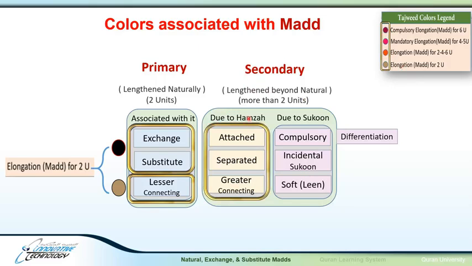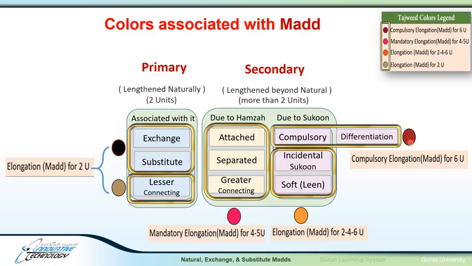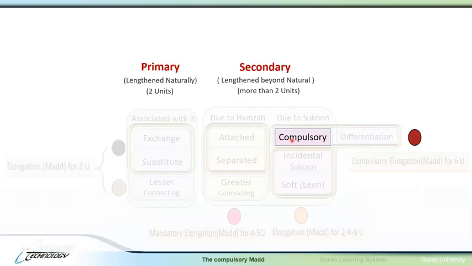So whatever is due to hamza is given the mandatory elongation of 4 to 5 units and given this red color. And the incidental sukoon and its cousin, the soft lean, are given the orange color, which is expected to be lengthened for an average of 4 units, ranging from 2 to 6. Now, the compulsory and differentiation are given the dark red, where it is compulsory to elongate those 2 types of meds for 6 units.